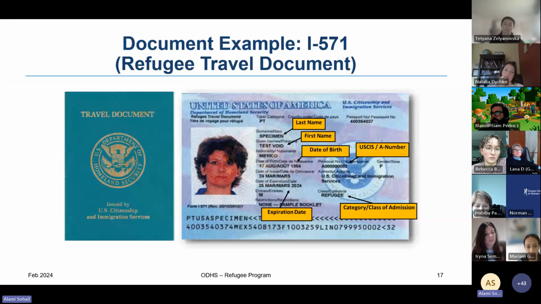This is a travel document issued by the Department of Homeland Security. This is a refugee travel document, and asylees and refugees, if they want to travel outside the US, then they would apply for this, and this document shows eligibility as well. It's kind of like a passport, and it has all of their relevant information on it as well.